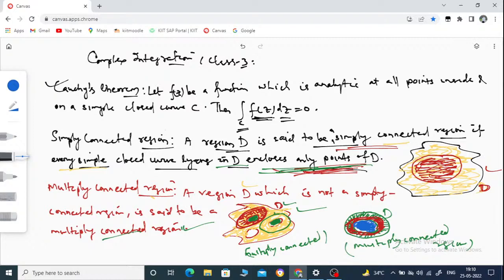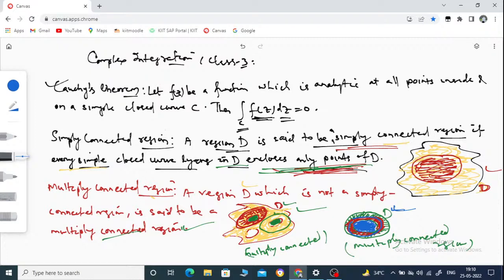This color does not lie in D, but this is contained in this closed curve. What is that closed curve? That includes this region, but this is not lying in D. That's why that is a multiply connected region.